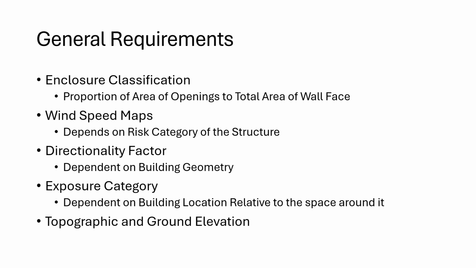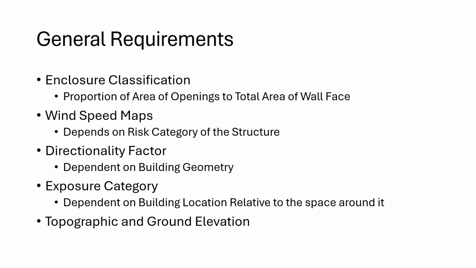This, again, is outlined in Chapter 26, and there are some rules, such as if you have openings greater than 10% of the total wall area, then that changes the enclosure classification, as well as if you have multiple openings of a certain proportion, then that changes the enclosure classification as well. But it is important to note, if you're designing, for example, a canopy structure for a park, that is going to be a different enclosure classification than a typical building. So it's important to check.